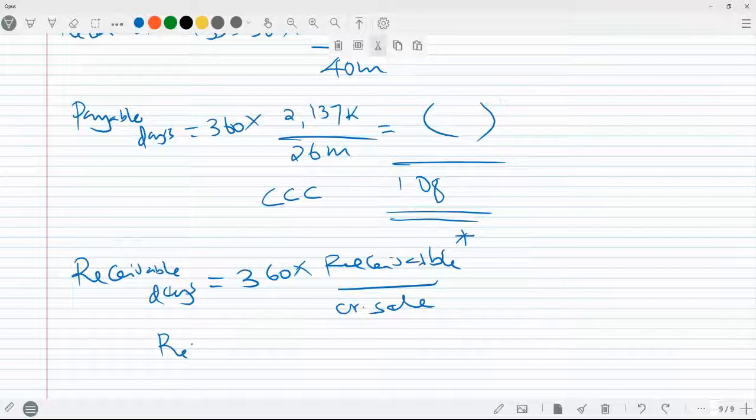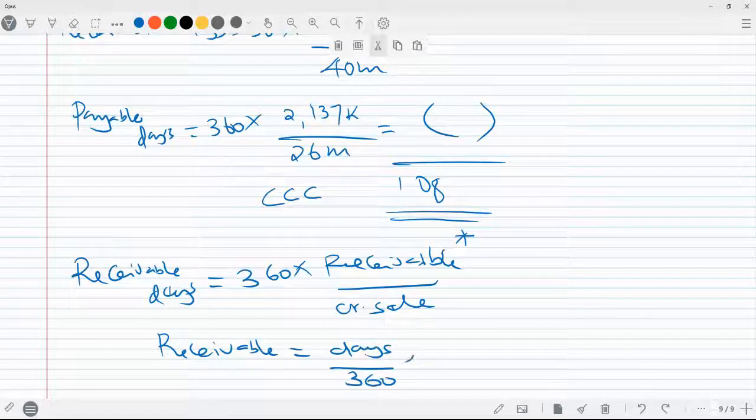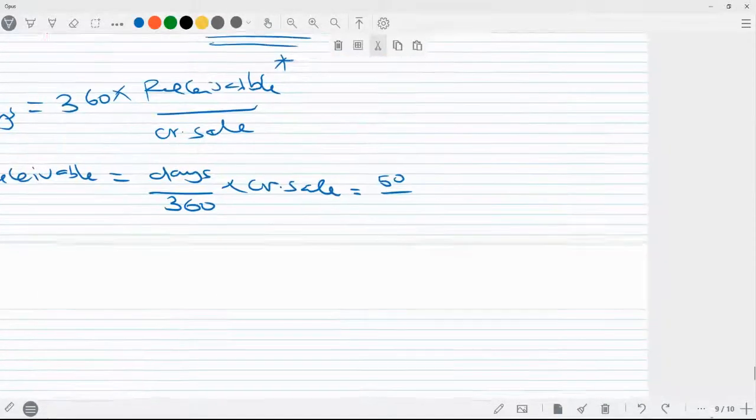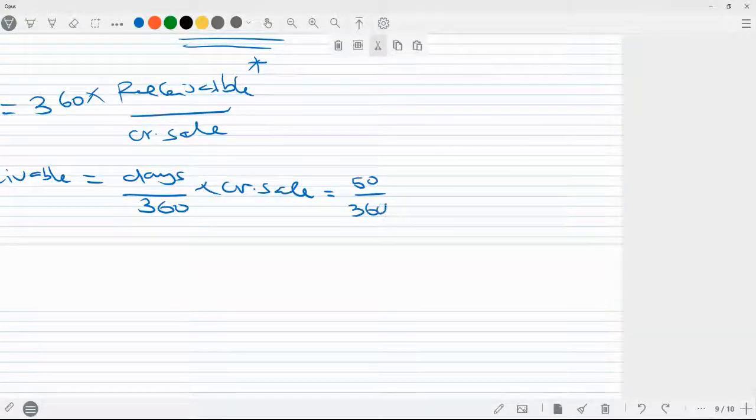Therefore, the receivable investment will be equal to the days for receivable divided by 360, multiplied by the sales made on credit, because now we've been asked to get the receivable, not the days, since the days are given to us. The days is 50, so it's going to be 50 out of 360, multiplied by sales that were made on credit, which you've been told is equal to 27 million. And you get how much?